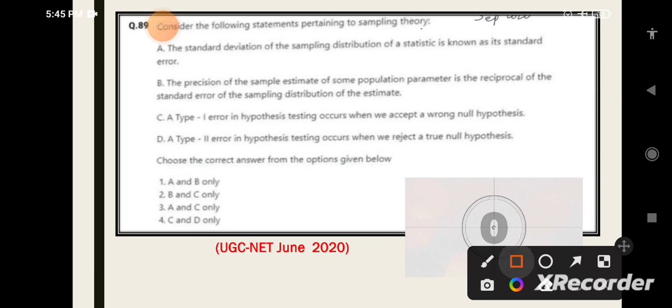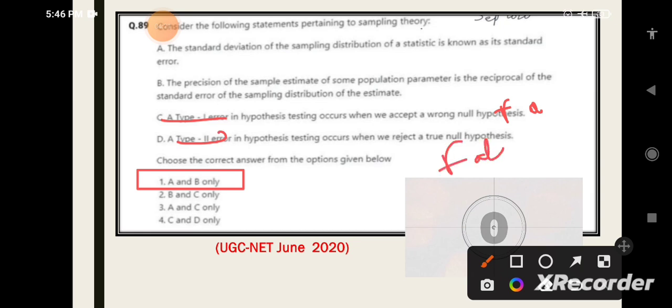So here, as statement C and statement D are incorrect, our correct option will be option 1, that is statement A and B. Here, the type 1 error is the false positive error where we reject a true null hypothesis, whereas the type 2 error is a false negative error where we accept a false null hypothesis.